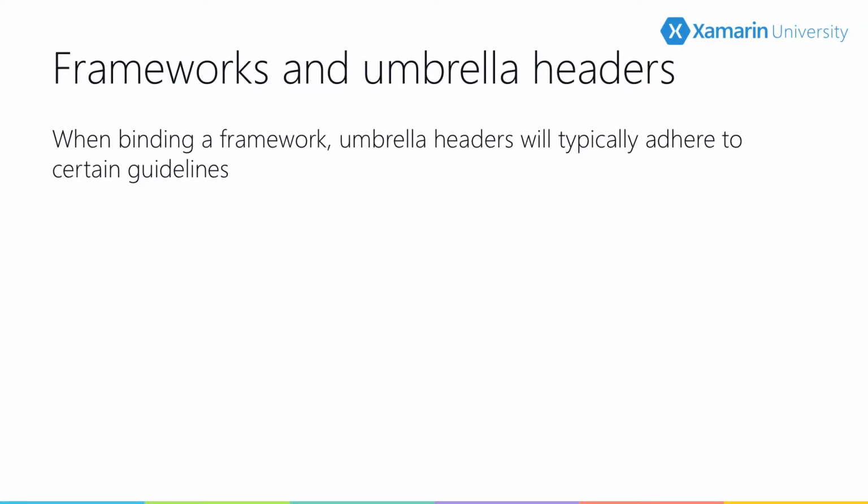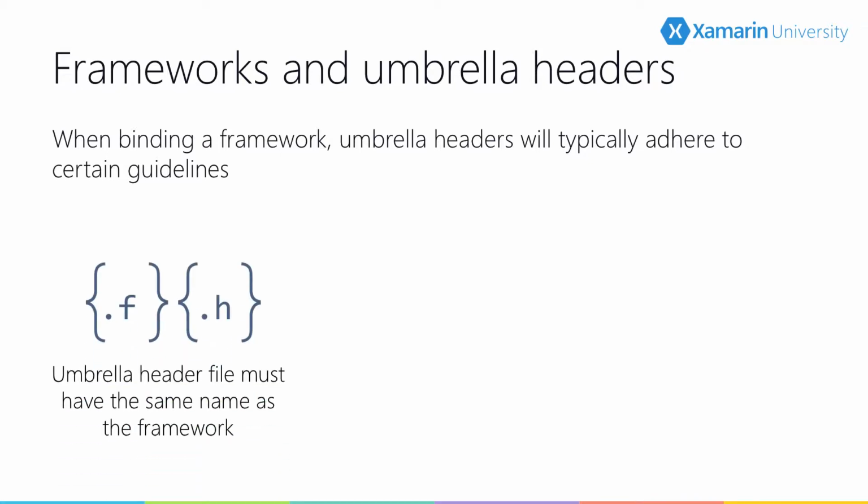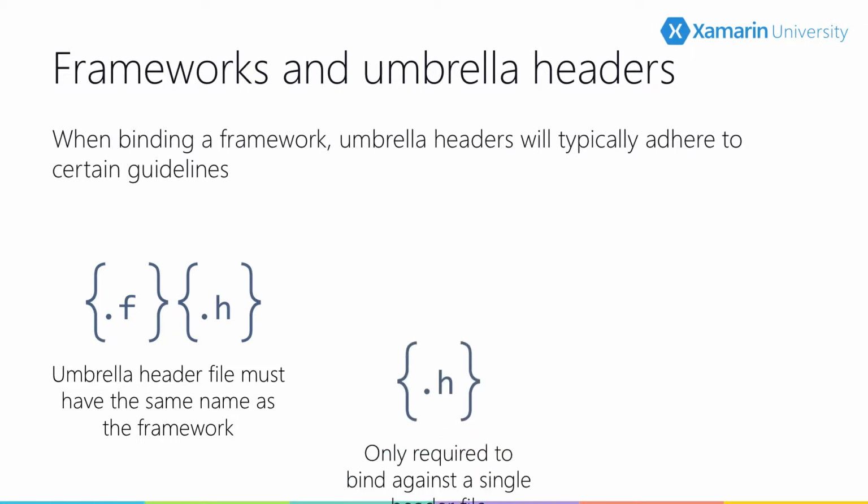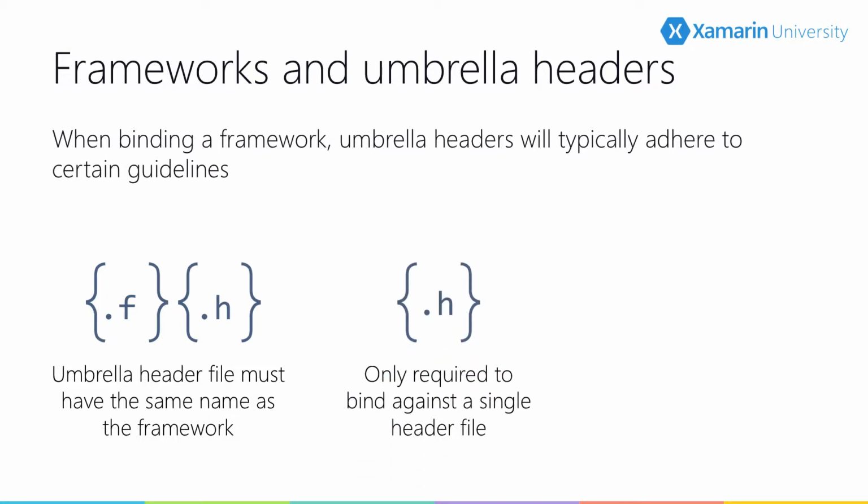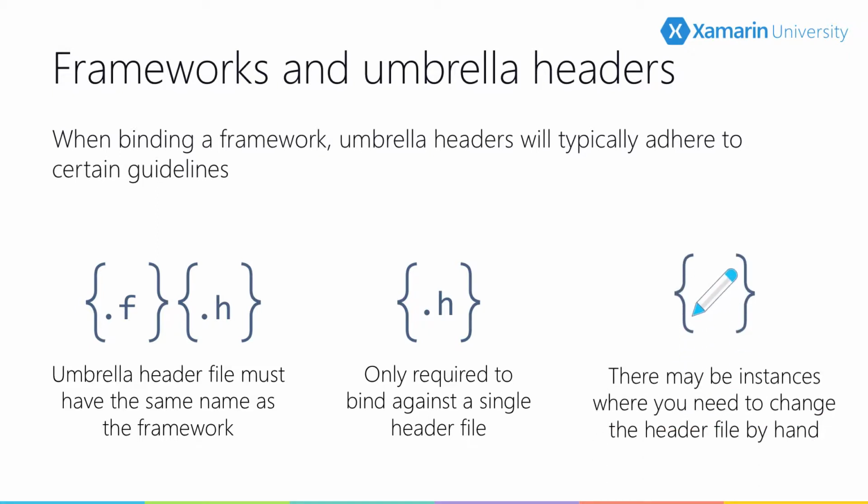A few aspects to keep in mind when working with umbrella headers and frameworks is that when binding frameworks, the umbrella header file will have the same name as the framework, which is convenient. It is typically only required to bind against a single header file. However, this may not always be the case, and there will be instances where you are going to need to change the header file by hand. We'll investigate these scenarios in much more detail later on in this course.